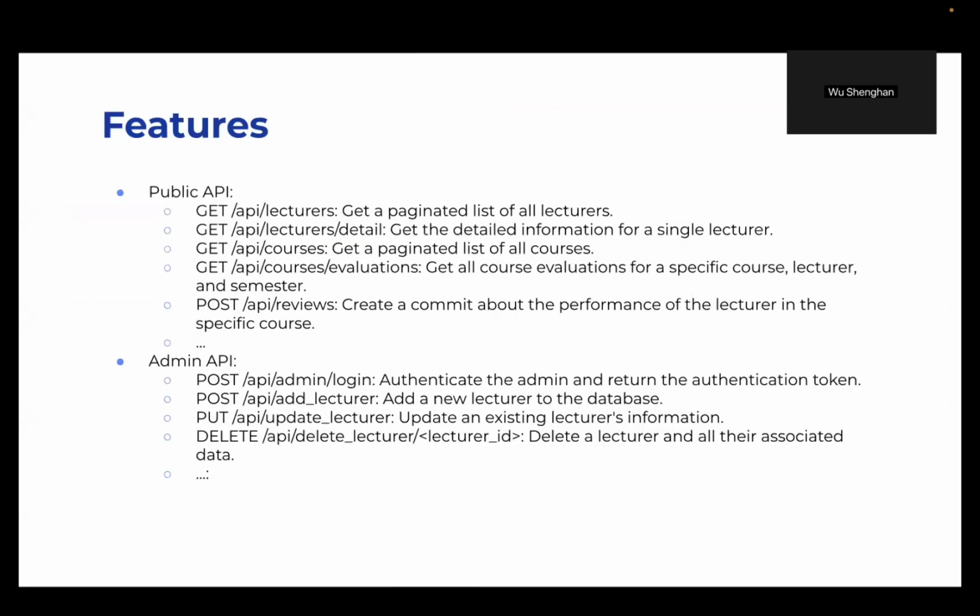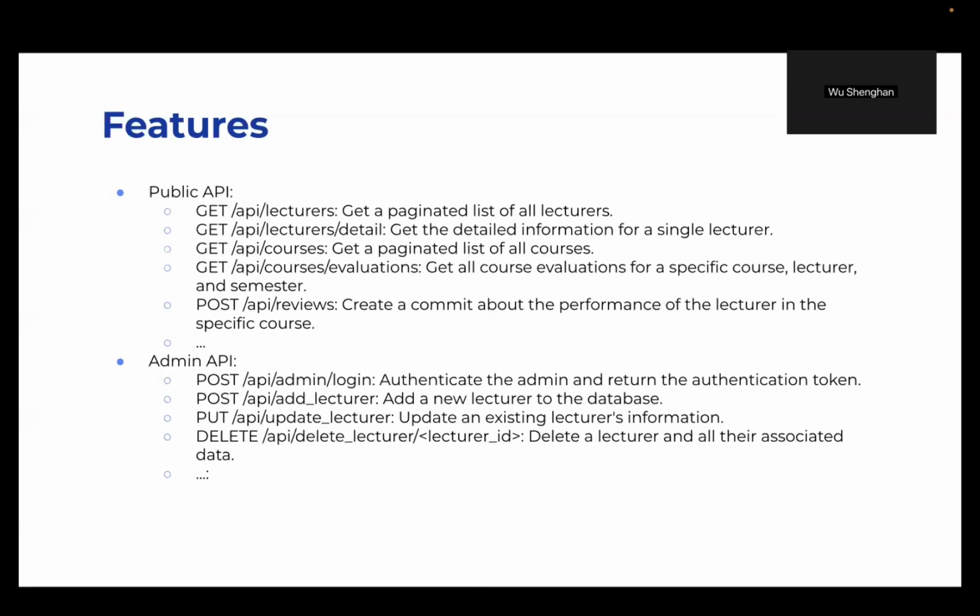Our API is divided into two main categories. First, the public API, which is entirely read-only. It provides endpoints for searching, paginating, and viewing detailed information on lecturers and courses. Second is the admin API, which handles all write operations. This includes creating, updating, and deleting lecturers and courses.